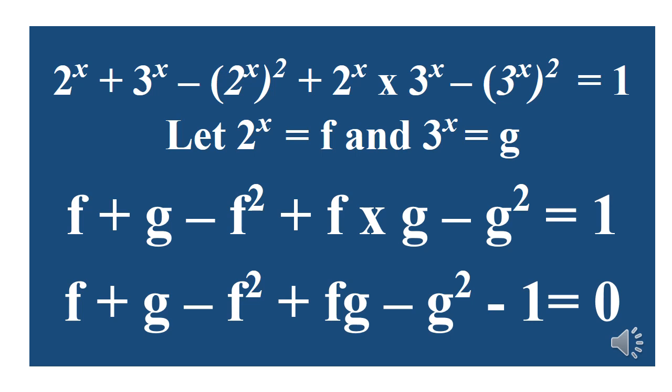Why we are doing it is we want to bring out 2 raised to power x and 3 raised to power x and represent them with letters. So we are going to represent or plug in 2 raised to power x as f and plug in 3 raised to power x as g. Now, if you do that, we have 2 raised to power x there will be f plus 3 raised to power x there will be g minus f raised to power 2 plus f times g minus g squared equals 1.